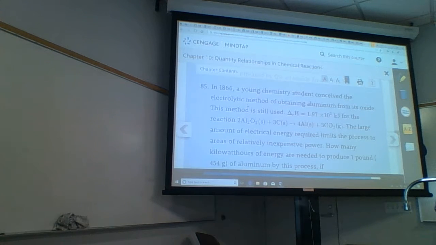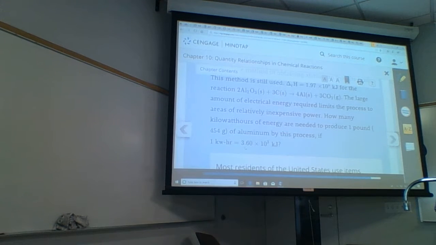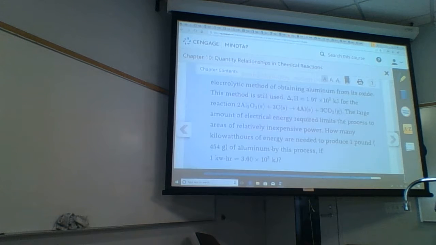1 kilowatt hour is equal to 3.60 times 10 to the third kilojoules. So this is just dimensional analysis here. And so we want to do 1 pound of aluminum. So we would go 1 pound of aluminum. And then we ought to use this 453.6 grams. That could be, we're going to say exactly 1 pound of aluminum per pound.